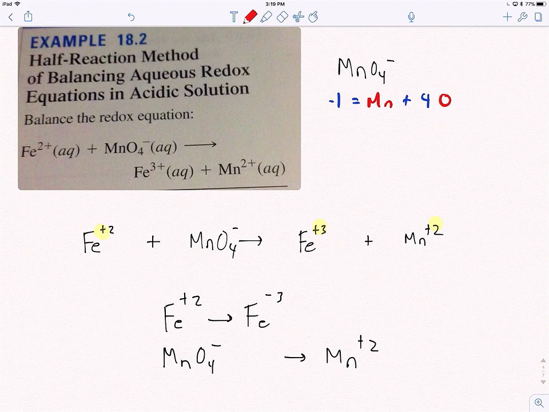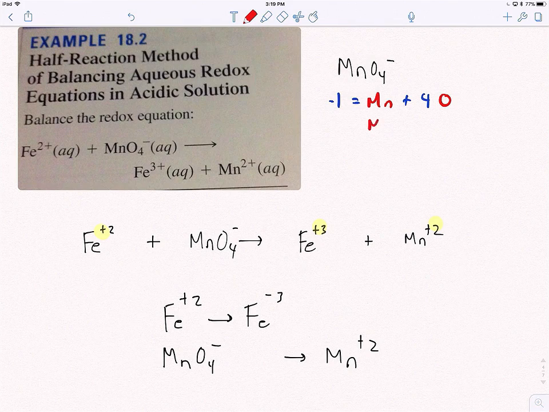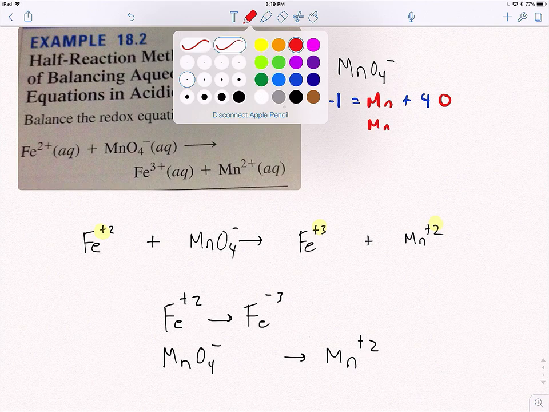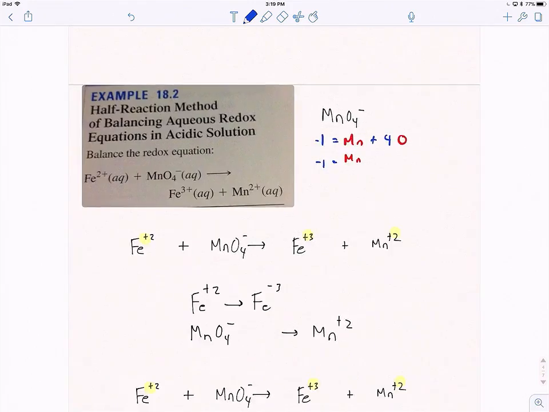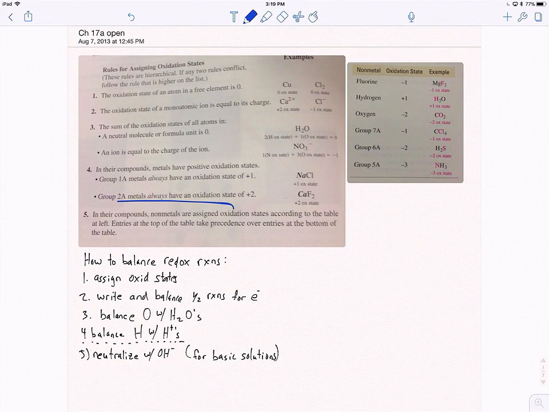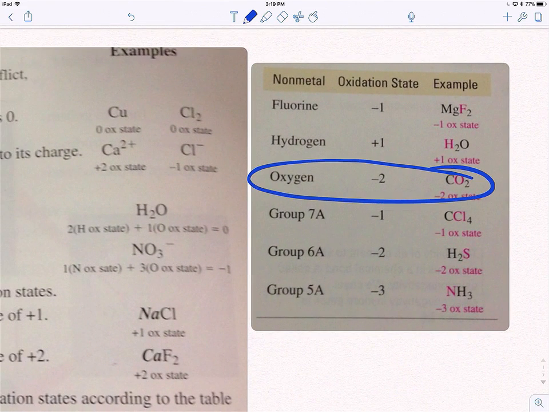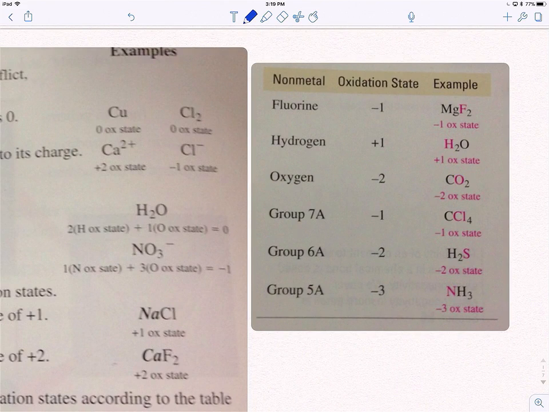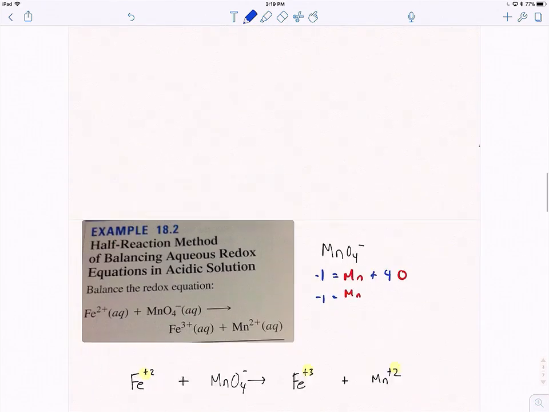And if you remember the chart up there, I can bring it back up. In compounds, oxygen tends to be minus two. This is rule number five: oxygen tends to be minus two in compounds. So we have to take that information back down here.